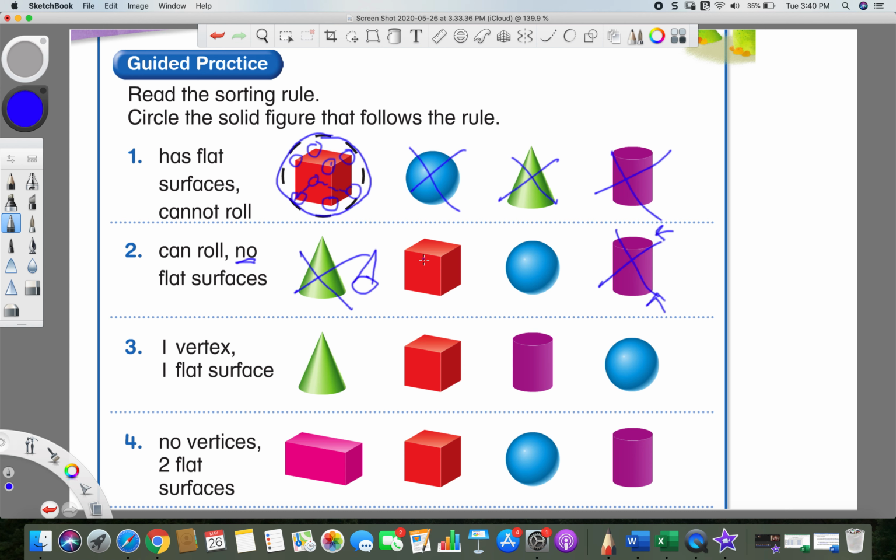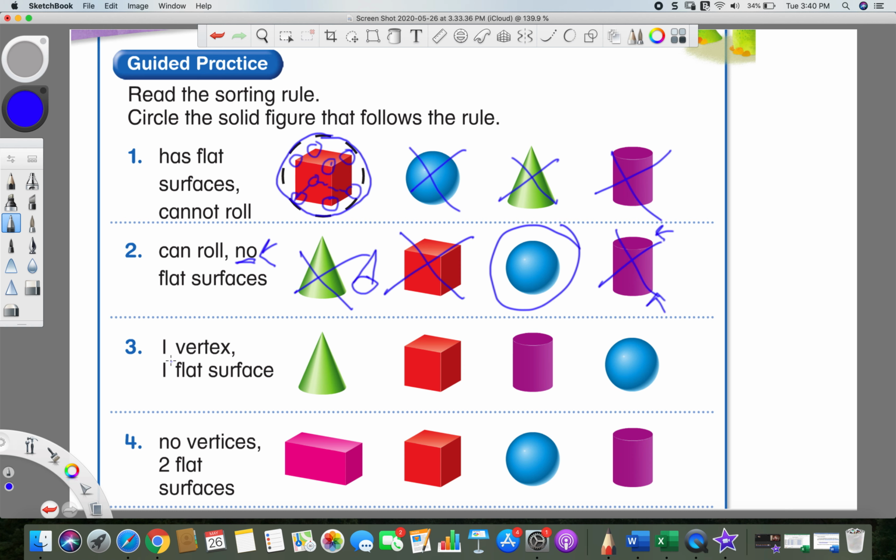Let's go back over here. What about this cube? Can a cube roll around? No, it can't. It can't roll around at all. So already, it's not this shape. What about a sphere? Can a sphere roll? It sure can. Does it have flat surfaces? Is it flat anywhere? No. And that's what we're looking for. We need that no for flat surfaces. So we would circle the sphere. Let's go to the next one.